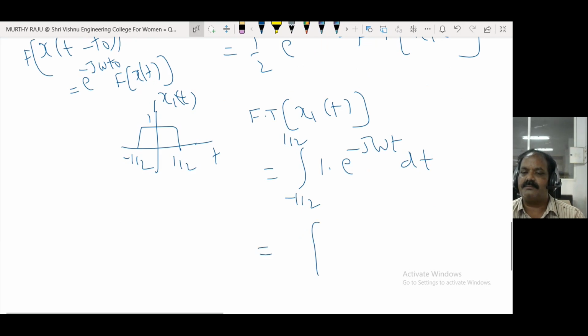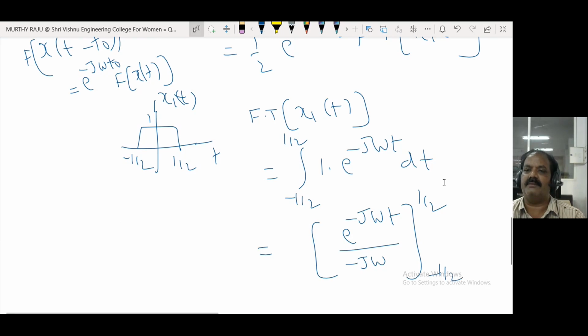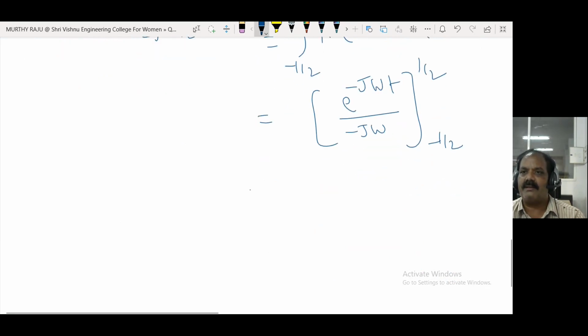That is equal to e power minus j omega t divided by minus j omega, from minus 1 by 2 to 1 by 2. Substitute these values here. e power minus j omega 1 by 2, minus, here the minus sign is there, minus into minus, plus e power j omega by 2, divided by j omega.